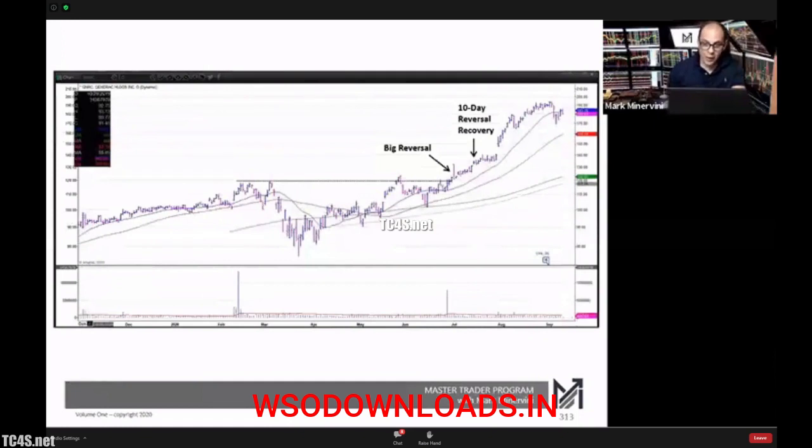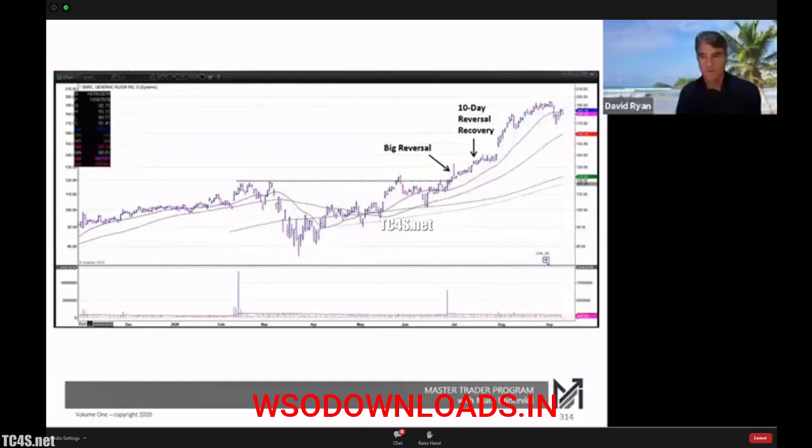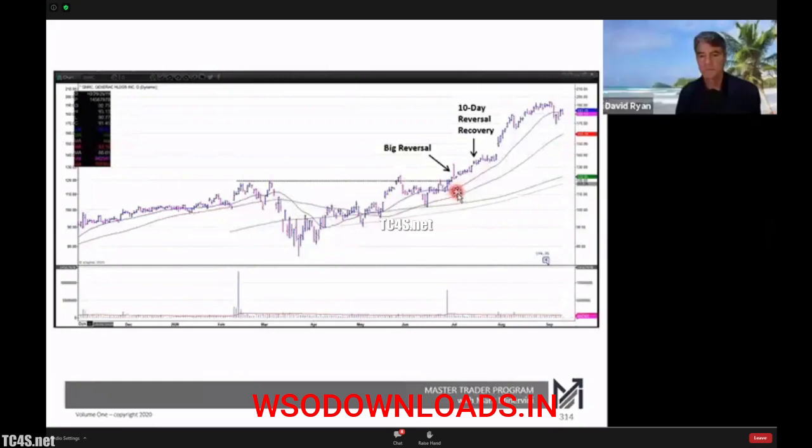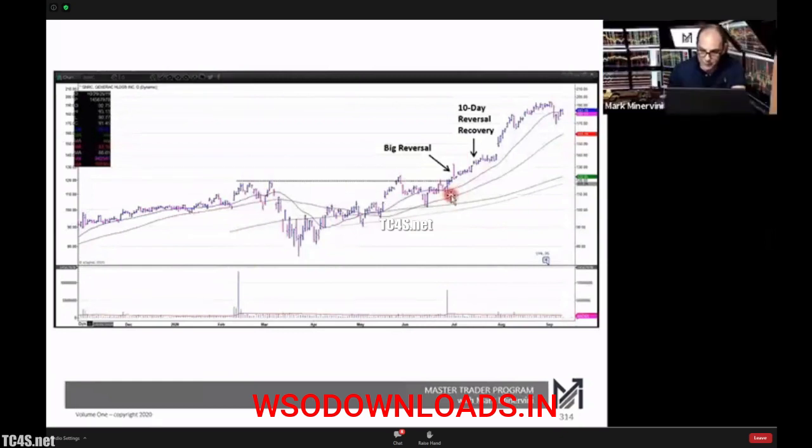Another one, GNRC. This one was pretty unique. And this is a big reversal. Again, you can't see this really well on this chart. I know it's small, but you can see that when it comes into new high ground out of this big base, and it gets nice and tight on this right side, look, there's a big reversal there. It really is a large reversal, but 10 days later, it recovers into new high ground. You get a natural reaction, and this made a really nice gain here.